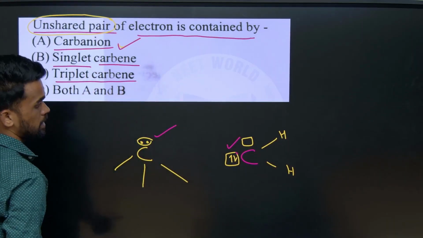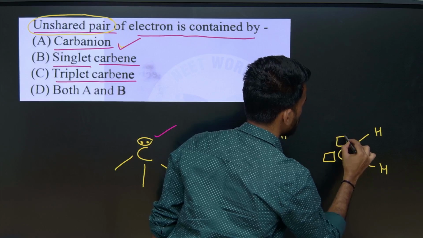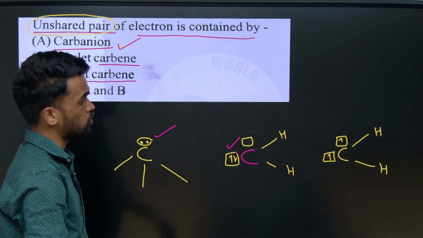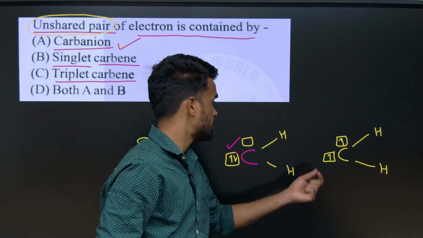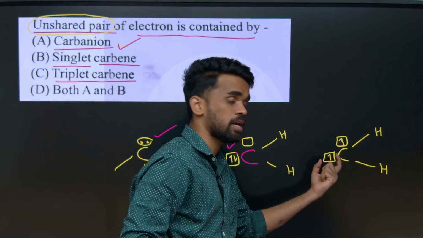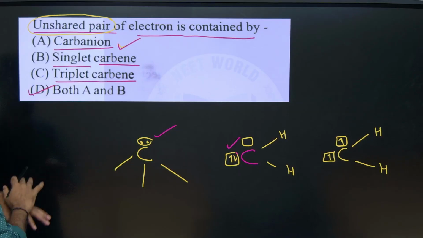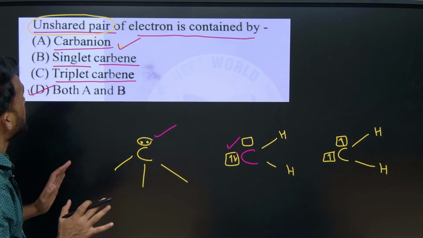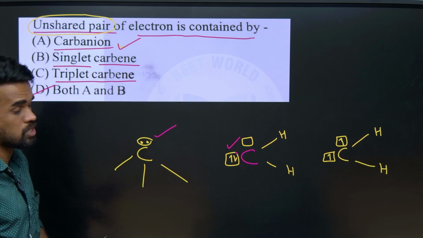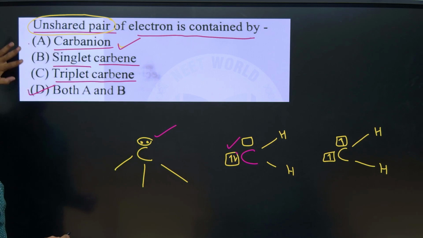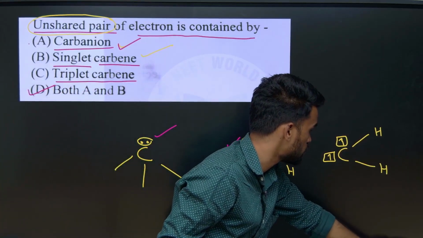Now triplet carbene he is saying. So how do we write triplet carbene? I told you to keep the 2 electrons, one each in each orbital. Therefore electrons are there, but this is not an unshared pair, right? They exist alone, separate from each other. They are not like a pair with opposite spin. So the best suitable answer for this question is option D. I hope you got how to solve this kind of questions. Here the question is asking about unshared pair of electrons, so that's why B and A are correct but not C. If there is any confusion, please ask me in the comment box.